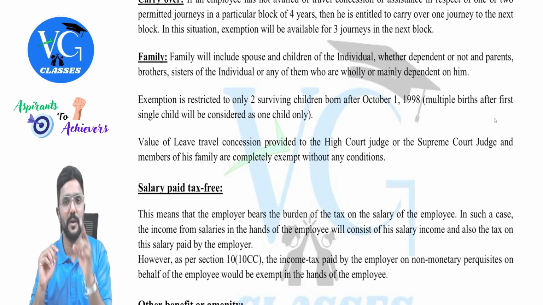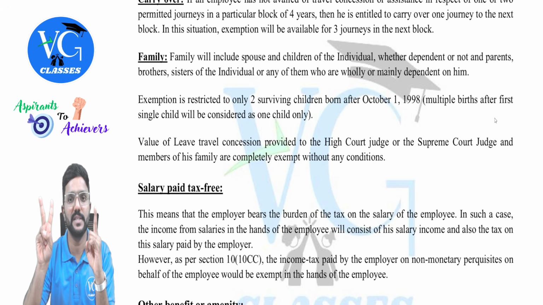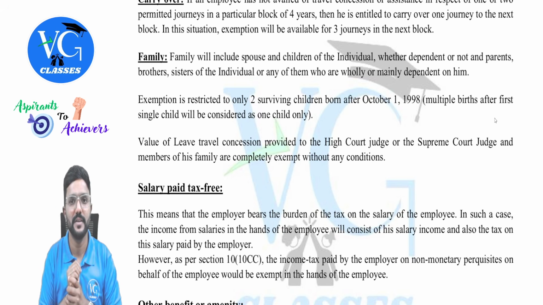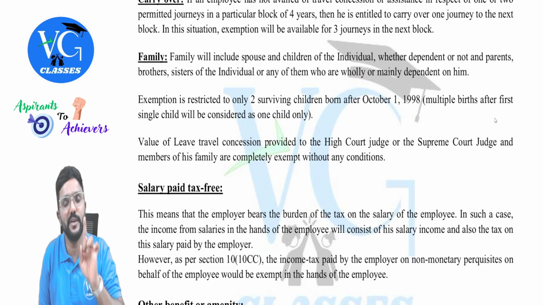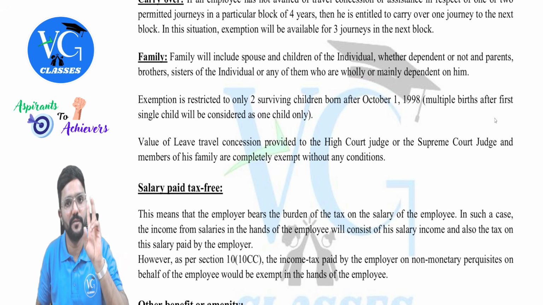Now assume employee got first child, single child. The second one is twins. Now for how many children can he claim exemption? Three. Sir, what if for first time only he got twins? Next, one more. Exemption is available only for two children.